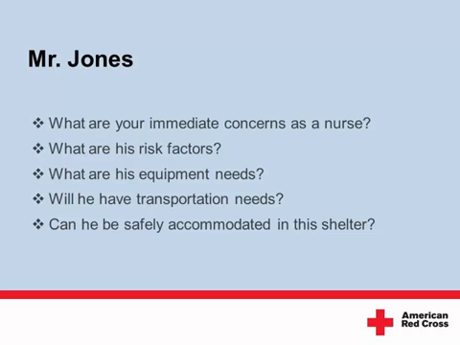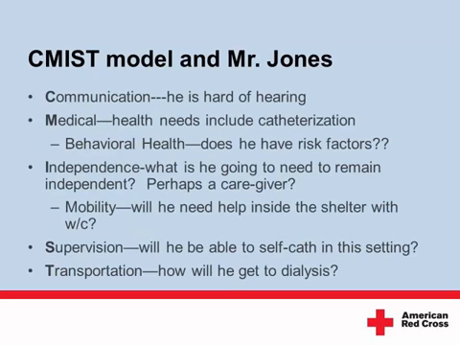Okay, let's go to the next slide and apply the CMIST model to Mr. Jones and see how the CMIST model can help us assess him as well. So under communication, he is hard of hearing. Under medical, maintaining health, his health needs include catheterization. But does he also have perhaps behavioral health risk factors? He may. Under independence, what is he going to need to remain independent? Does he need a caregiver? Maybe in this setting, even though he doesn't need one at home, he might need one in the setting of the shelter. He might need some support.